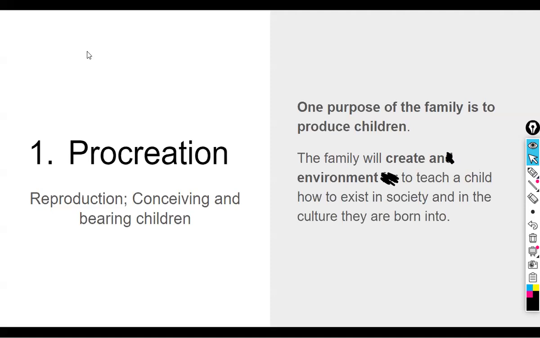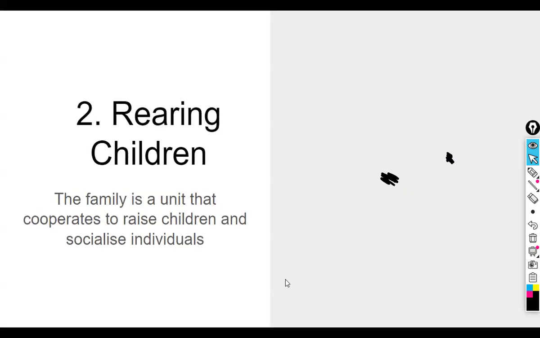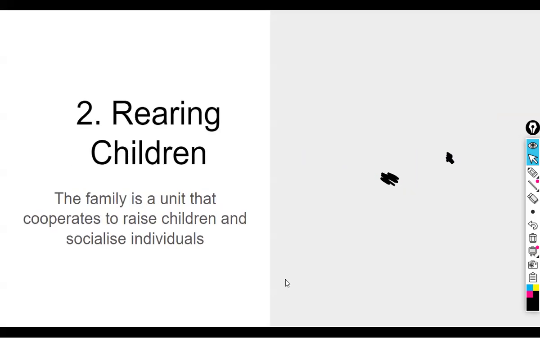All right, ready for the next one? Okay, so the next one, rearing children. Rearing is a fancy word for raising. So the family is a unit, the family is a team, and together they cooperate to grow these children up, to raise them, to socialize them. What does socialize mean? It means to teach them how to be in society, right?